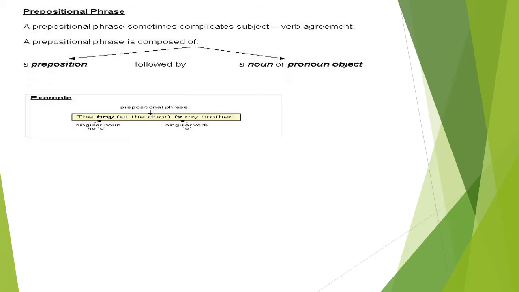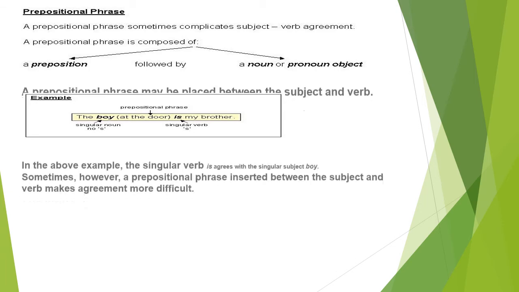Now, prepositional phrase. A prepositional phrase sometimes complicates subject verb agreement. A prepositional phrase is composed of a preposition followed by a noun or a pronoun object. Now, as usual, you look at the pronoun or the subject. So the boy at the door is my brother. Whom am I talking about? Am I talking about the boy or the door? Of course, the boy. So the boy is singular. It takes a singular verb, which is.